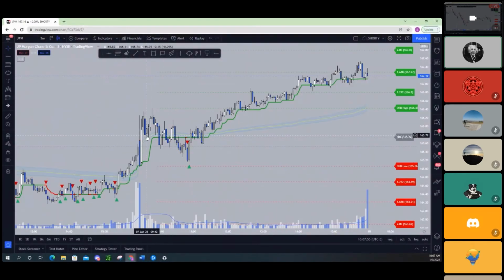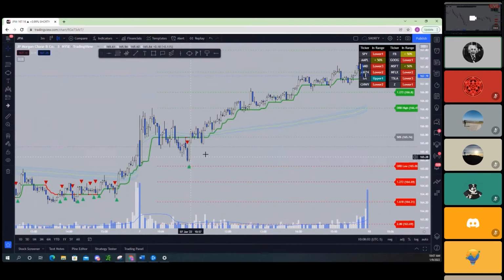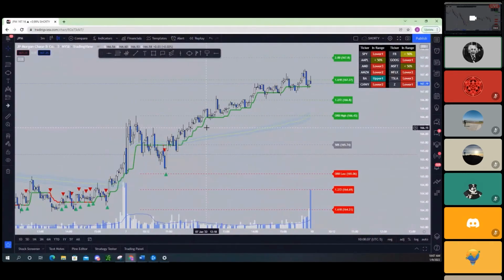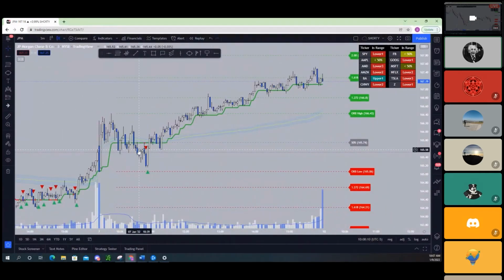JPM on Friday? Yeah. This would be more of an extended typical day. It went all the way to ORB high, went to the ORB low, and then it basically broke the ORB high. So this would be more of an extended typical day. Yeah, just trying to find a good example for you. And Friday, there's not much.